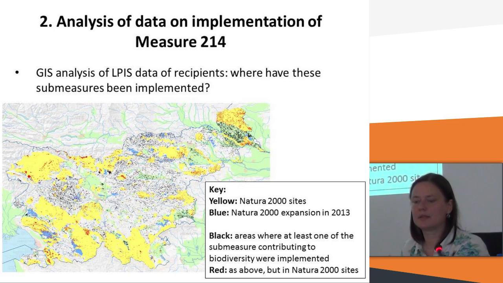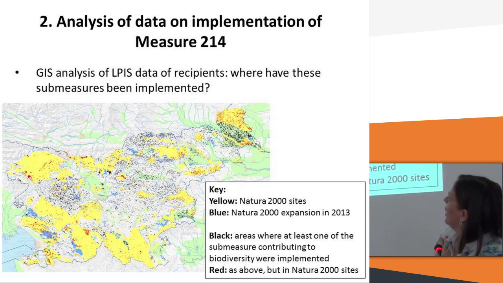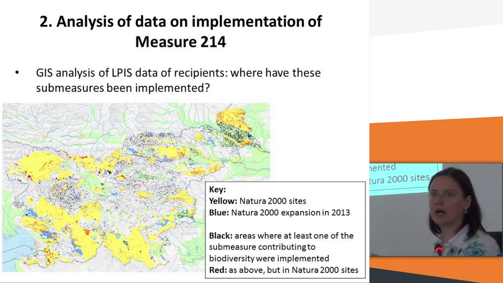Then we analyzed the data on implementation with GIS. We had the data of recipients, and we looked at where they have been implemented. So I have a map here of the chicken-shaped country. The yellow areas and the blue areas are Natura 2000. Don't get confused by the blue. The blue is the extension, enlargement of Natura 2000 that was done in 2013, which we will also have to consider.